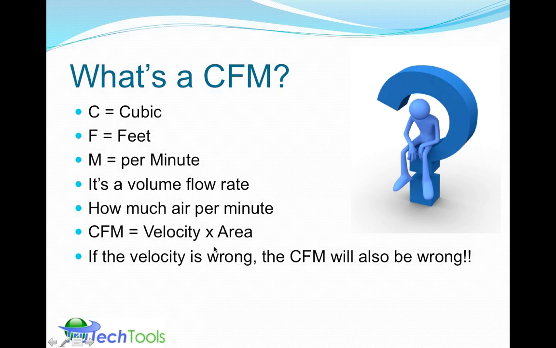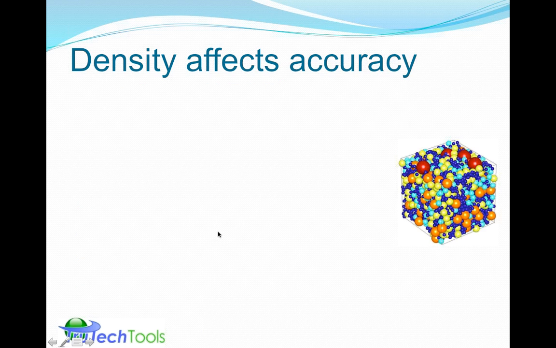So if either the velocity or the area is wrong, it will lead to an incorrect CFM measurement. So it's particularly important to get the correct area, the open area factor, and we'll talk about open area in a minute. Something also to keep in mind is the density of the air, and we talked about air having mass and also being compressible.